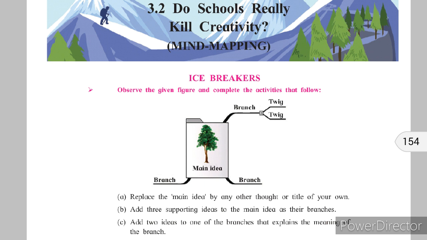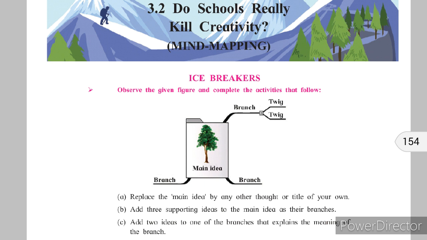For example, main ideas, then supportive ideas, and then we are supposed to add ideas to one of the branches, that is, supportive ideas to explain the meaning of the branch. See, main idea, then again 3 branches, and we are supposed to add the ideas to the branch to explain the meaning of the branch. So this is what the first activity is all about. Here I have done the activities, meaning what we are supposed to do actually.